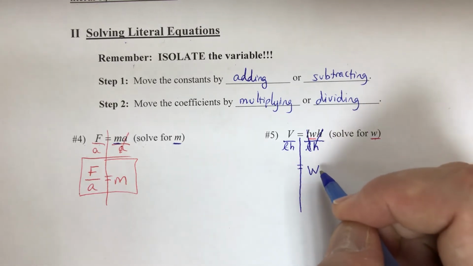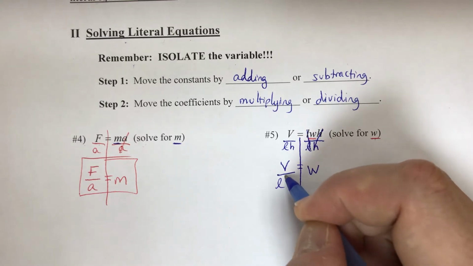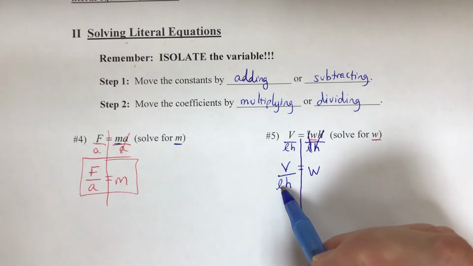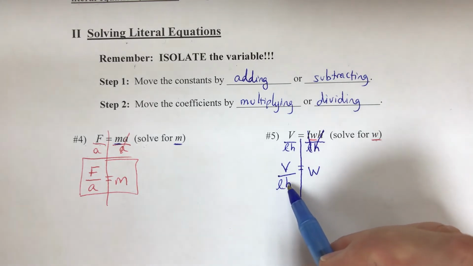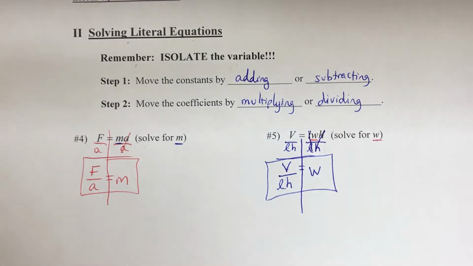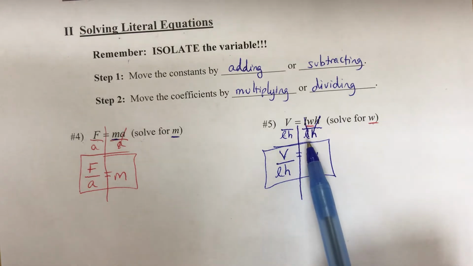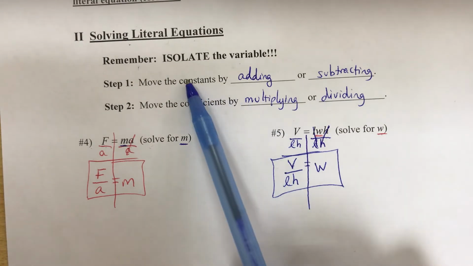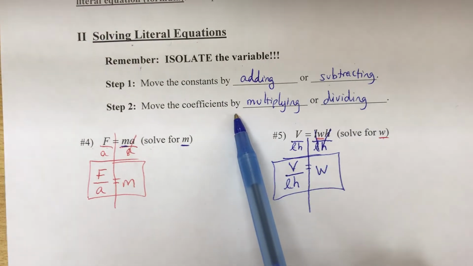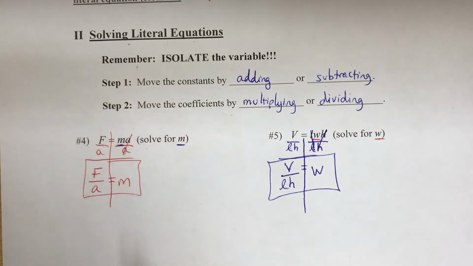So we get W equals, and this is V divided by LH. So volume divided by, and that would be the length times the height. The LH multiply each other, but overall it's a fraction. That's it. Okay, so again, this looks confusing, but if you understand the rules about when you add and subtract, and when you multiply or divide to solve equations, okay, this isn't that bad. So let's flip it over.